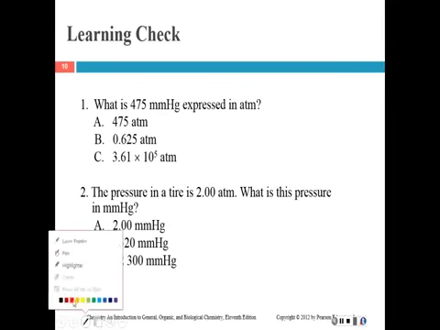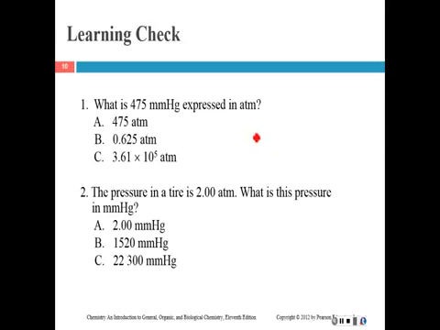The conversion factor is 1 ATM equals 760 millimeters of mercury.